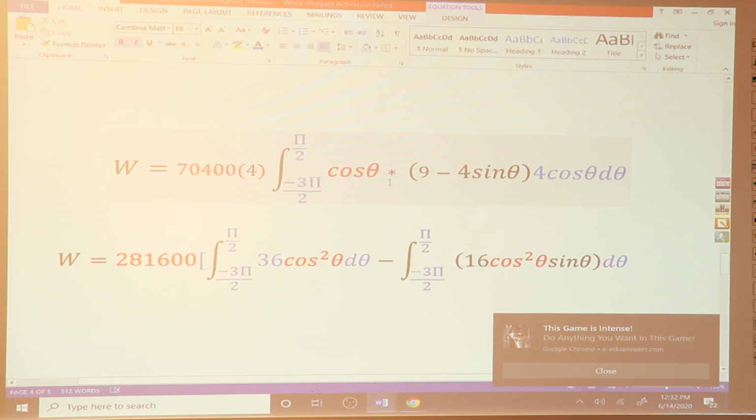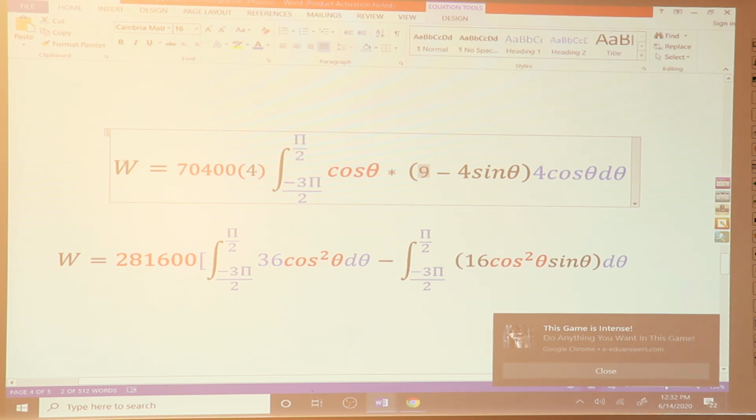9. Then I multiply. Look here. Watch me very well. The 4 times this becomes this. Negative 3 pi over 2. 36 cosine theta, 9 minus 4 sine theta, 4 cosine theta. If you multiply, 4 times 9 is 36, cosine times cosine square: 36 cosine square theta. This is the first integration you're going to do. The second integration is when you multiply cosine and sine and 4 cosine. 4 times 4, 16. Right? Cosine times cosine. You can do this.